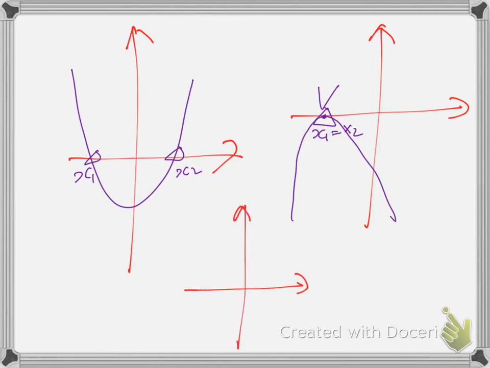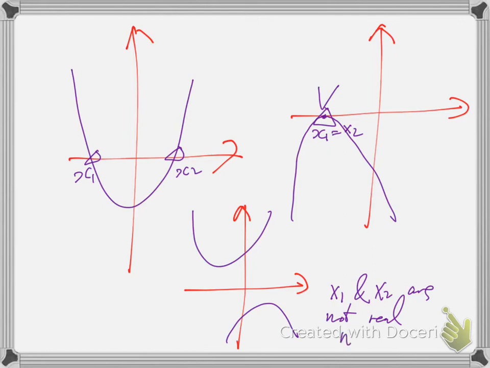The last case is our previous example. It's a big U open up, then there's no x-intercept. Or you may have a big U open down, so there's no x-intercept. That means the solutions are not real. So x1 and x2 are not real numbers. These are the cases you may meet. Now let's look at an easier question that can be factored.